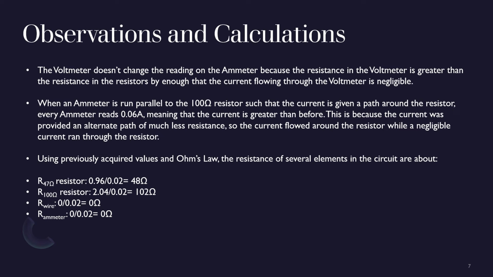Conversely, when an ammeter is run parallel to the 100 ohm resistor such that the current is given a path around the resistor, every ammeter read 0.06 amps, meaning that the current is greater than before. This is because the current was provided an alternate path of much less resistance, so the current flowed around the resistor while a negligible current ran through the resistor. Using previously acquired values and Ohm's law, the resistance of several elements in the circuit were calculated and recorded below. The results are fairly accurate, though there are minor discrepancies resulting from rounding errors.